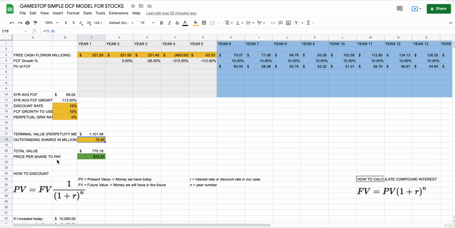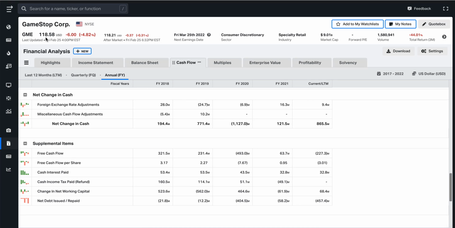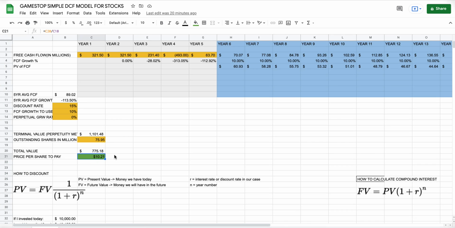And you will see here that the price per share to pay today for the company is sitting at $10.21 if we account for all the free cash flow that the company has been making in the previous 5 years, and we project it into the future and discount the cash flows back to the present. This is what we are getting. And so currently the stock price is sitting at $118, which is way more than what we would want to get it at, which is again like about $10.